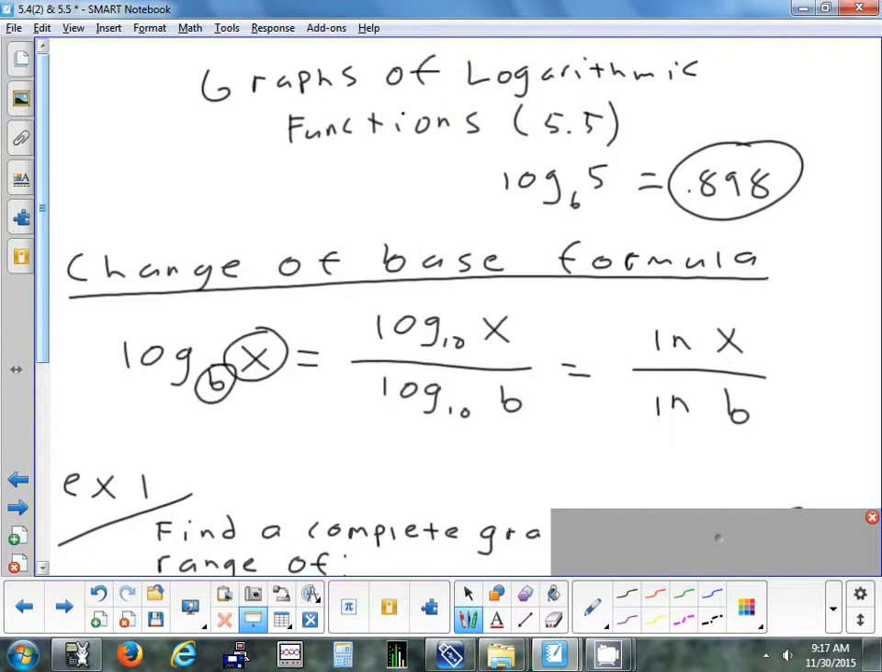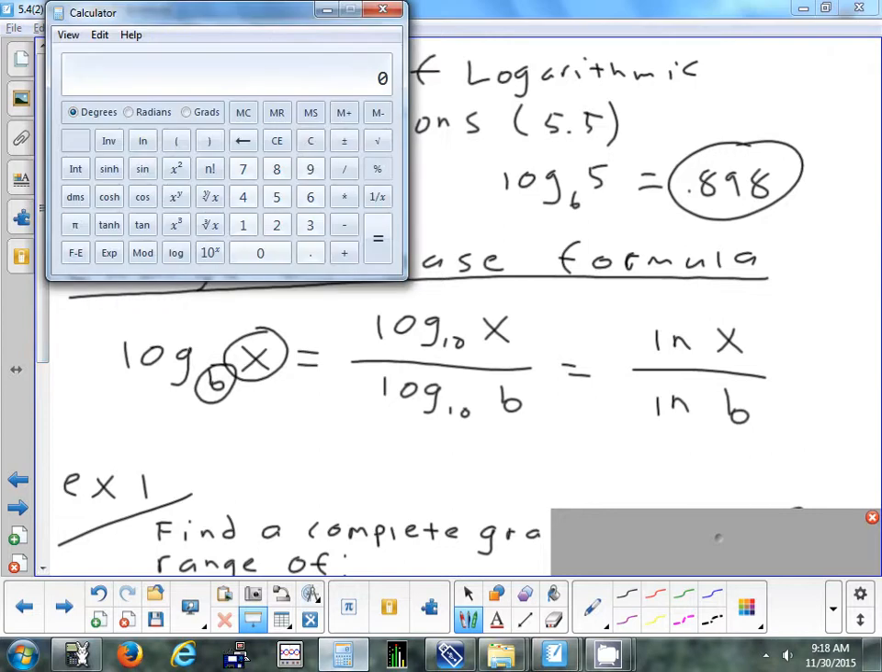Yeah. There is a button for logs with different bases. Yeah, some calculators would have that. I know Kyle's wouldn't because it's older. But yeah, some calculators you can do it. I'm just trying to show a way that would work for everybody, no matter what. Even if you didn't have a graphing calculator, you could still do this, even on a calculator like that.